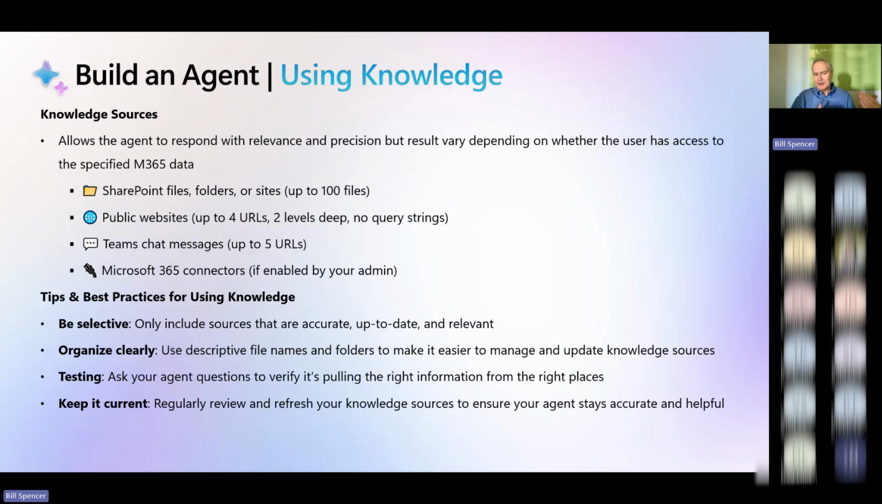In terms of when Copilot goes out to a public website, it's going to go only to 4 URLs, and it's only going to go 2 levels deep in those URLs. So defining your sources and testing is very important.